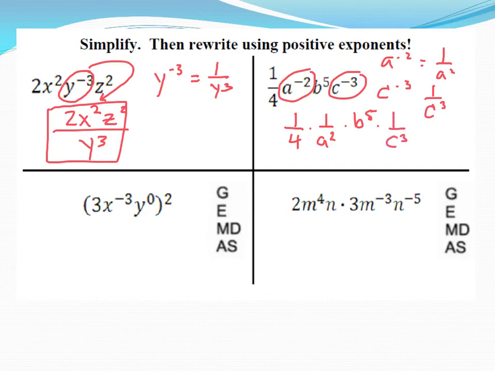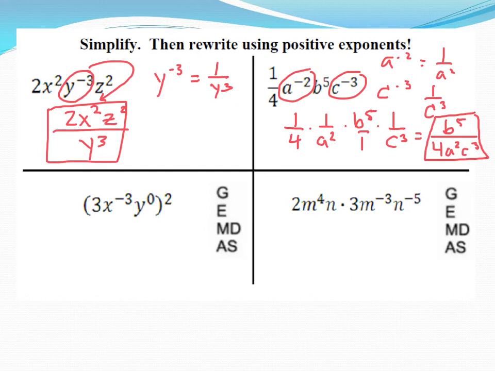Now when I multiply all these things together, what I have is 1 times 1 times b to the fifth. You can think about this as over 1 times 1. So what does that simplify to? Well, I just have b to the fifth up top. Below, I have 4 times a to the second power times 1 times c to the third. Combining those, I get 4 a to the second, c to the third. I'm going to leave the 1 alone. Normally we don't write those, so that's simplified.